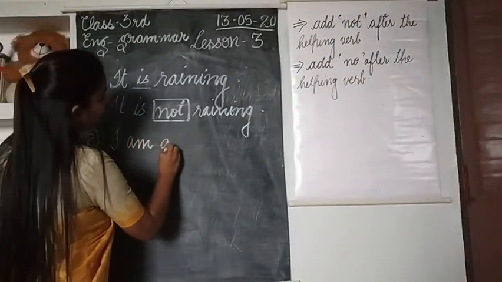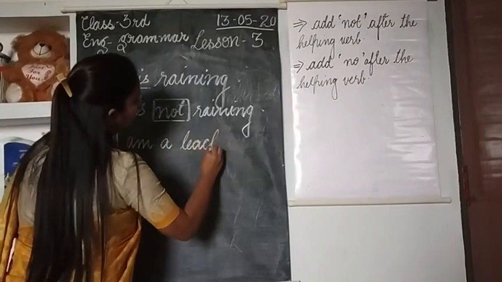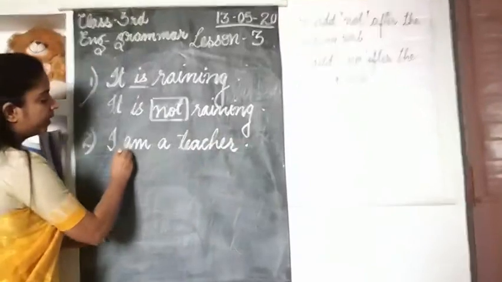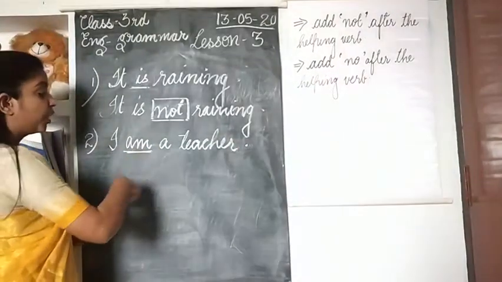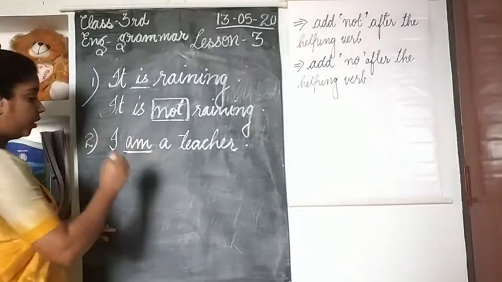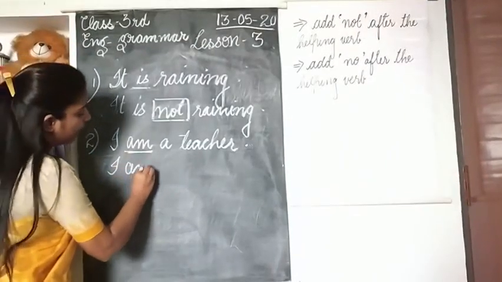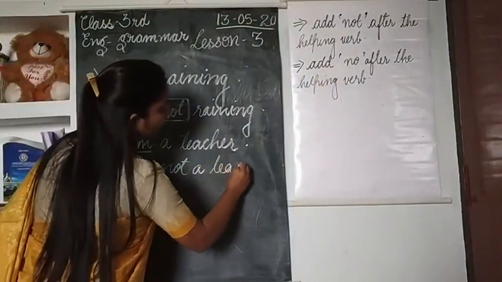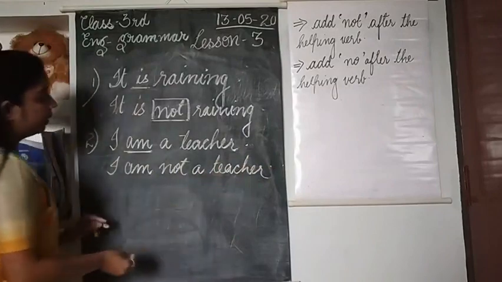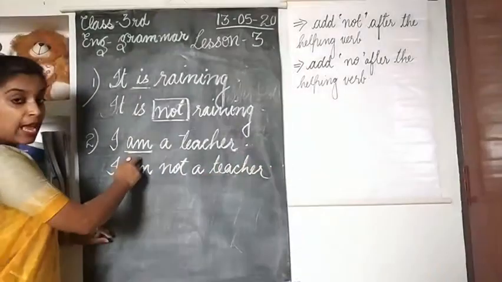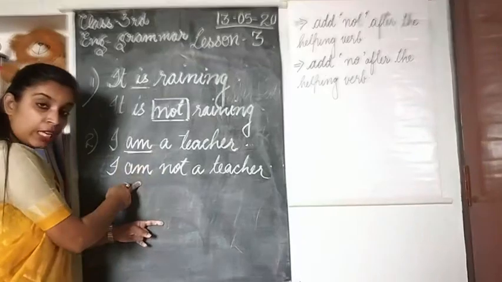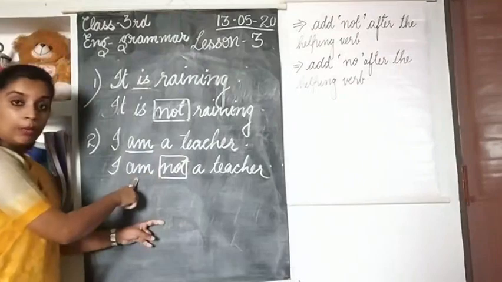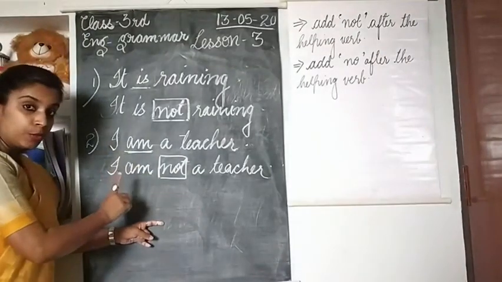I am a teacher. Now, here in this sentence also, children, you can see that the helping verb am is present. You can change it into negative by adding not. So what will be the negative of this sentence? I am not a teacher. Okay? Now see here, in the sentence, children, am is present, am is a helping verb, and how to change it into negative? By adding not after the helping verb. Got it? I hope it is clear to you all.